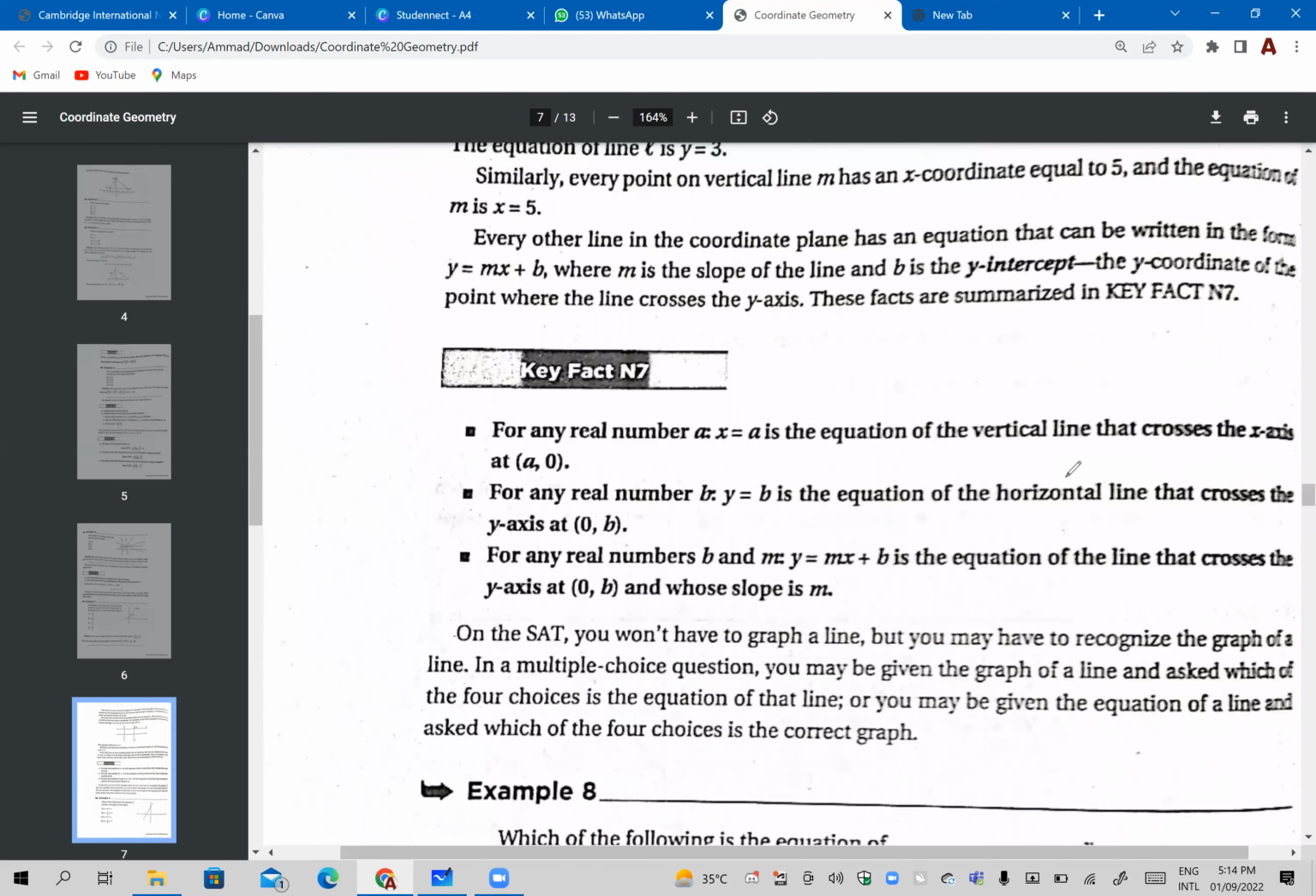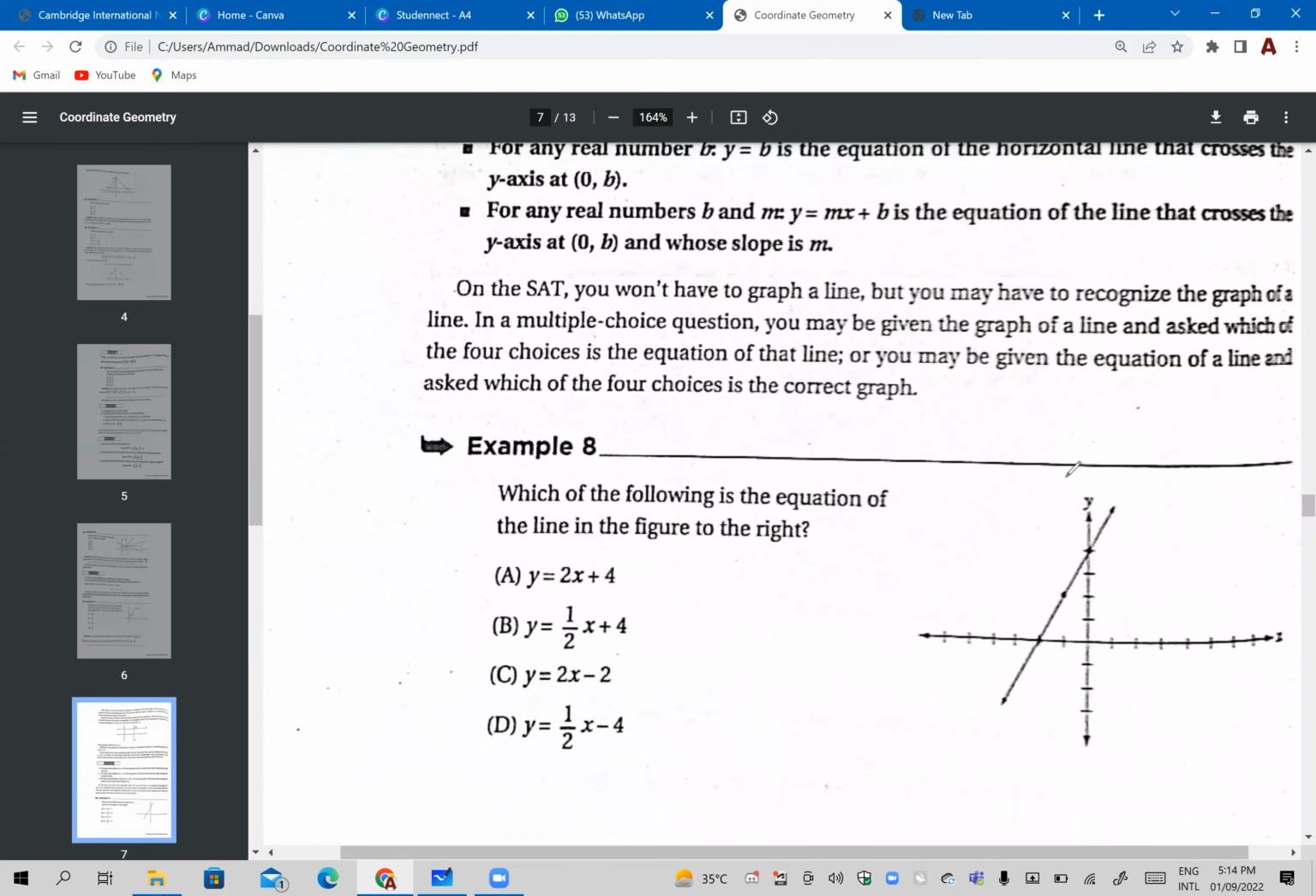Equation of line. Now, for the equation of a line, there's a formula that you use. It goes y is equal to... I need to switch to the whiteboard for this now. Okay.